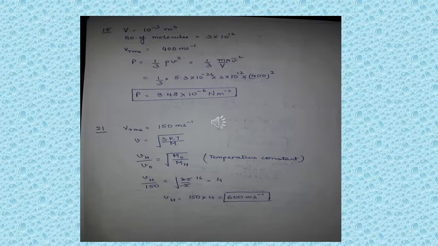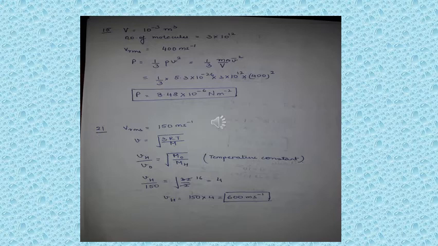Now the pressure is given as 1 by 3 rho v square, where rho is the density. So density can be written as mass upon volume. If small m is the mass of one molecule and n is the number of molecules, then the total mass is the product of m and n, and the pressure will be 1 by 3 into 5.3 into 10 to the power minus 26 multiplied by 3 into 10 to the power 12 into 400 square. So the value comes out as 8.48 into 10 to the power minus 6 newtons per meter square.